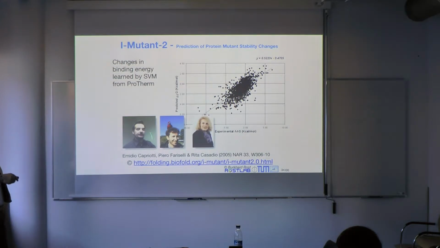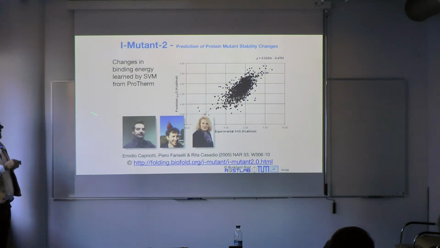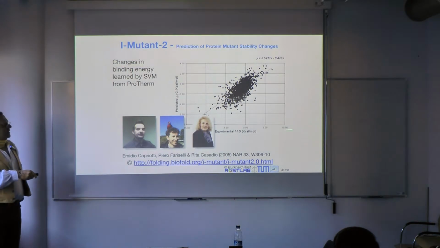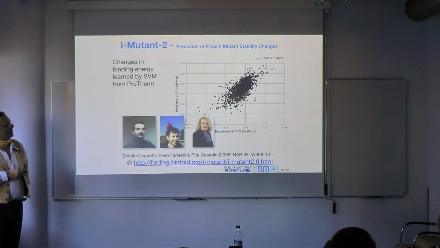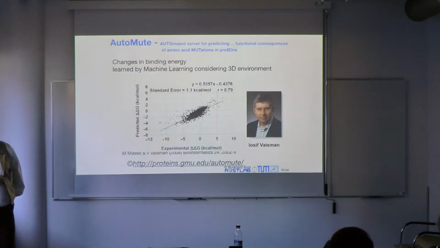iMutant, coming from Emilio Capriotti, Piero Fraselli, and Rita Casadillo, predicts the changes in binding energy. It has learned from an SVM that uses a database where people measure how the binding energy changes upon mutating a particular residue to some other residue. That's the experimental delta G and the predicted delta G. Is that a good fit? It looks like a remarkably good fit to me.